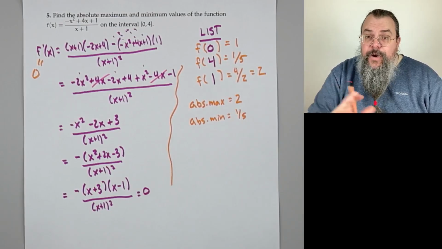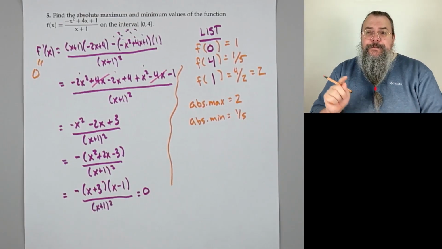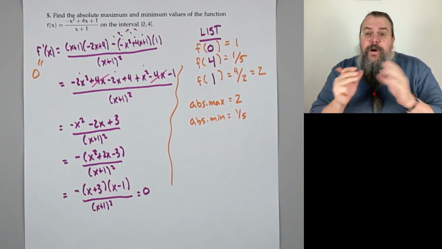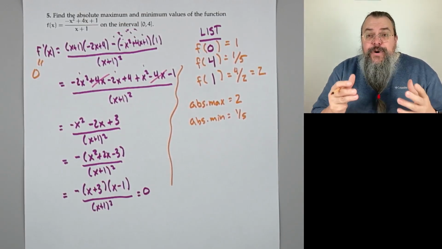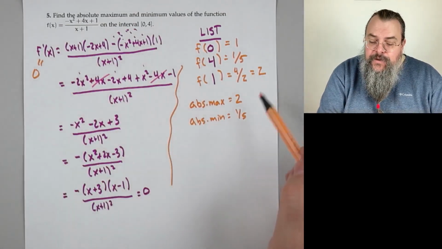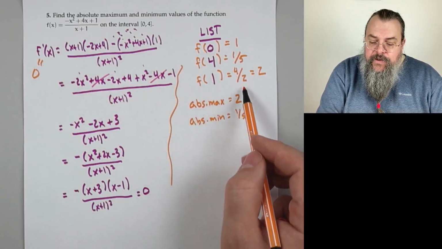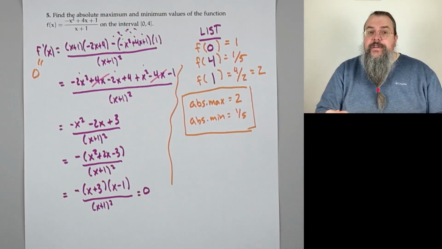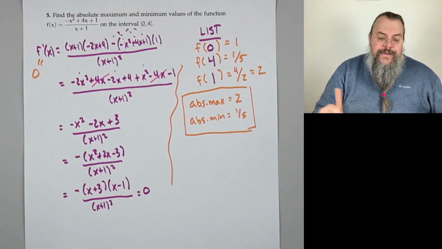And we don't need to know where it happens, right? Because you always have to be careful, because sometimes it says find where it happens versus find what it is. Sometimes it says find both. And in this case it says find the values. So we're after these numbers, 2 and 1/5. And so there we go. That's it. We're done. Good, good.